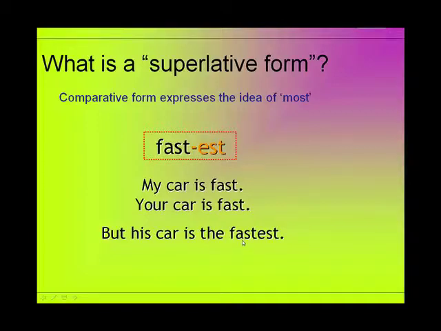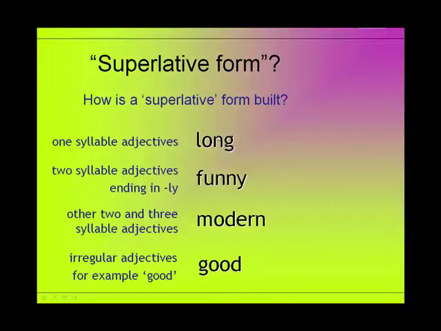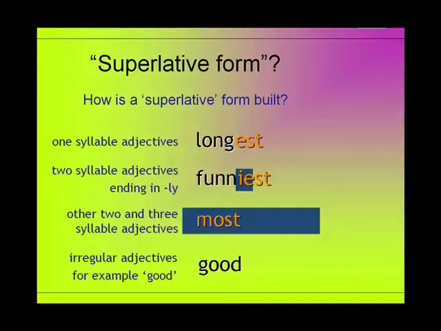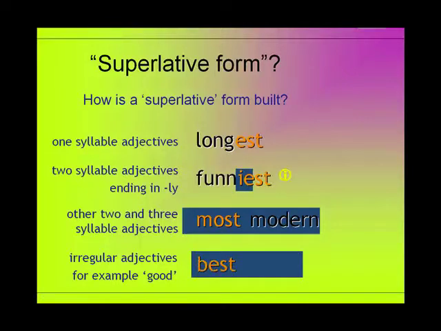That is the superlative form. Okay, and again with the superlative, we're going to find ourselves with the same situations. We might have a short adjective, one syllable, long. We will add est for the superlative. We will have two-syllable adjectives ending in y. The y is left out, and we add iest for the superlative. We might find ourselves with a two- or three-syllable adjective like modern, so we're going to add most before the adjective, and the adjective doesn't change. And we might find ourselves with an irregular adjective, which will have an irregular form, best. And you need to learn this by heart, okay?